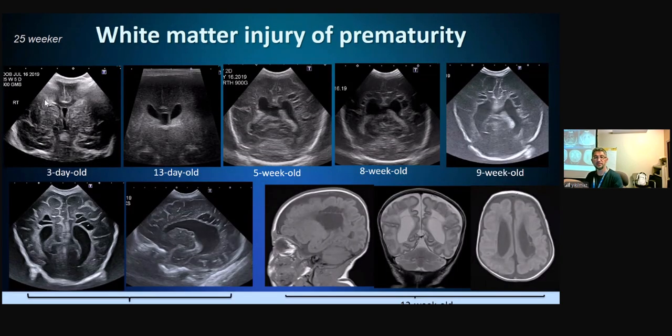Another example, 3 days old, 13 days old, it looks normal. 5 weeks old, we start seeing the cystic changes. 9 weeks old, 11 weeks old, and this is the MRI correlation of the cyst. Posterior dominant, periventricular, bilateral, grossly symmetric.